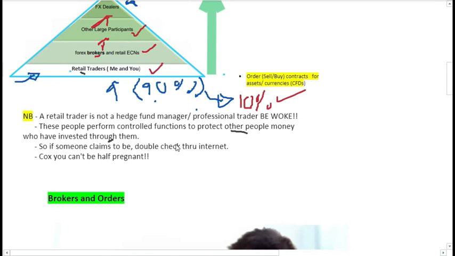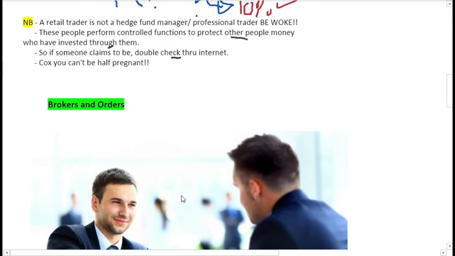They take other people's money, but under a controlled function, not someone in the back of his bedroom taking people's money, busy scamming people. It's not like that. That's not a professional trader. You can't say someone who is playing football at the back of his yard is now like Messi. So if someone claims to be a professional, go and double check on the internet and ask, is this guy really a professional trader? Because you can't be half pregnant. It's either you're pregnant or you're not. It's either you're a professional trader or you're not, right?